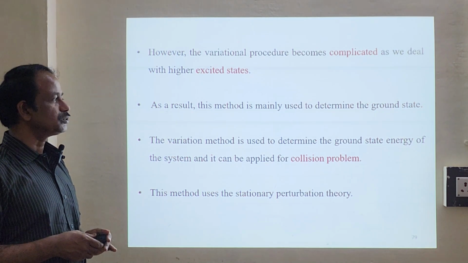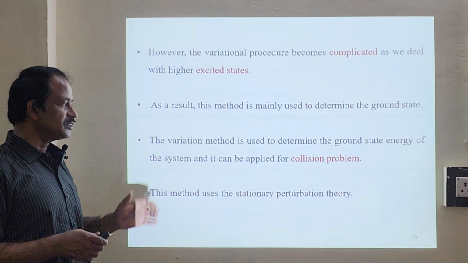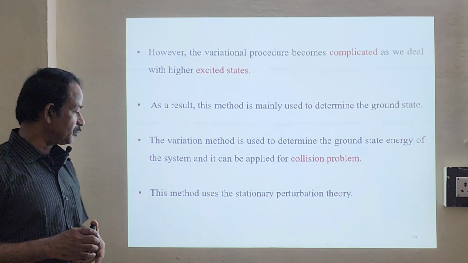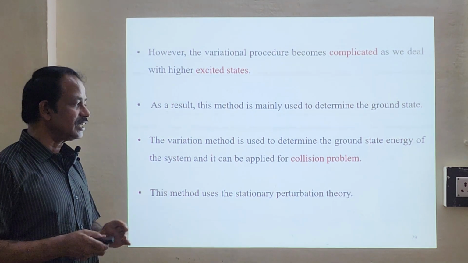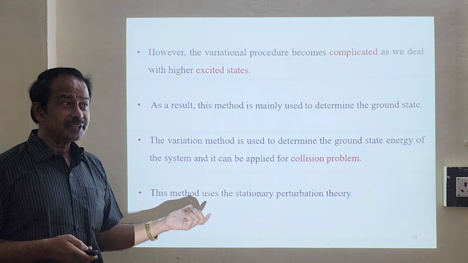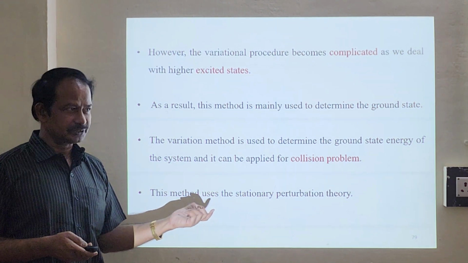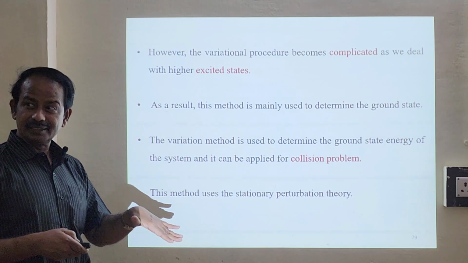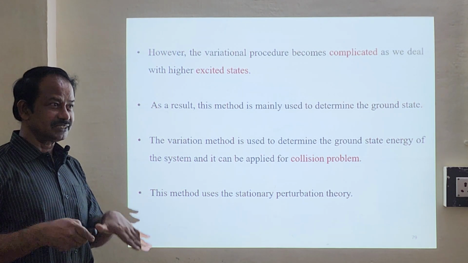The variation method is used to determine the ground state energy of the system, and it can be applied to the collision problem. This method uses the stationary perturbation theory. Of course, we have used only time independent perturbation theory. So it comes under time independent perturbation theory.